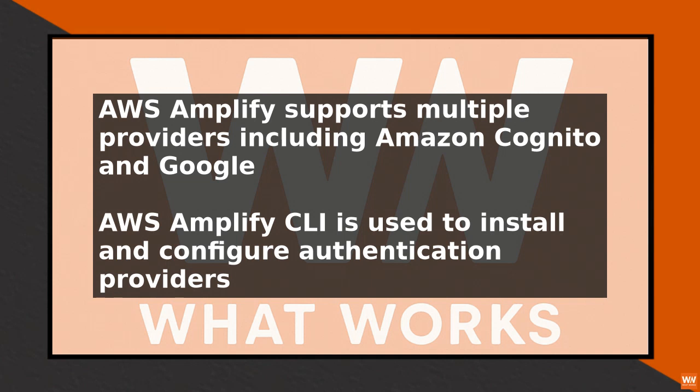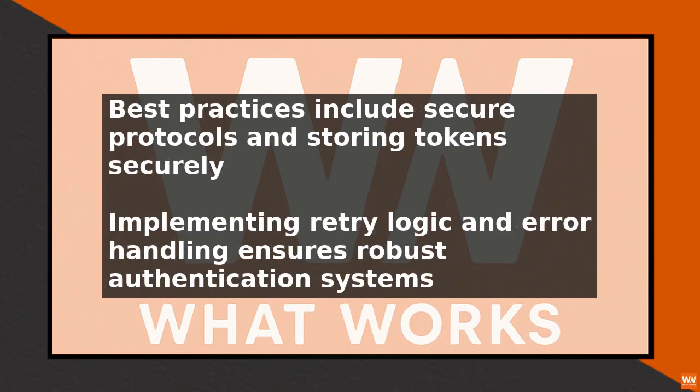Best practices for using AWS Amplify Authentication include using secure protocols for authentication, such as HTTPS, and storing authentication tokens securely on the client side. You should also implement retry logic and error handling to ensure that your application can handle authentication failures and exceptions.